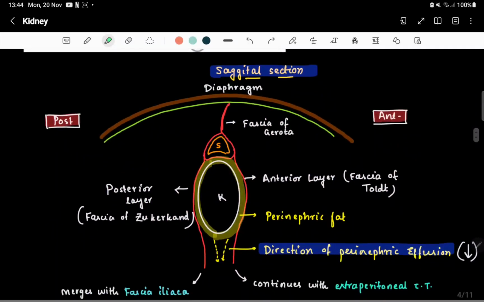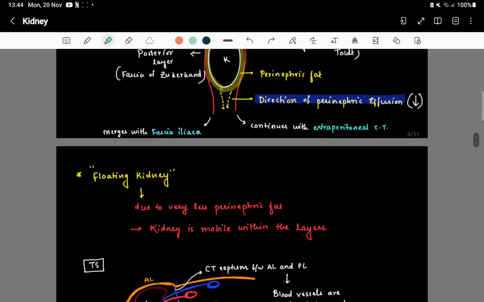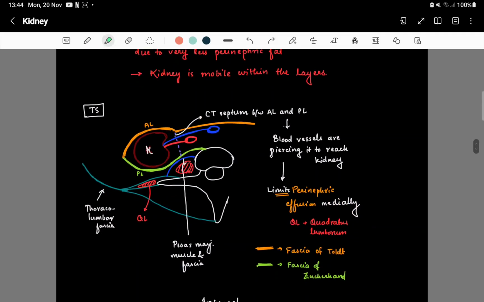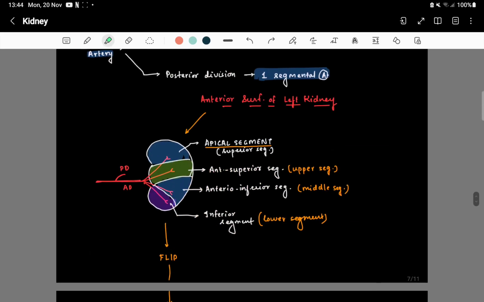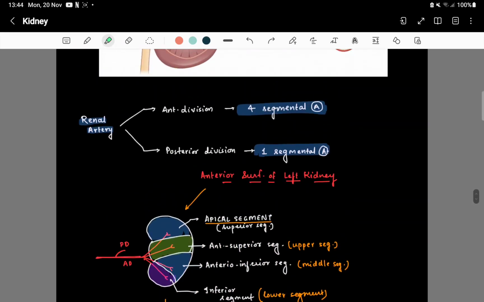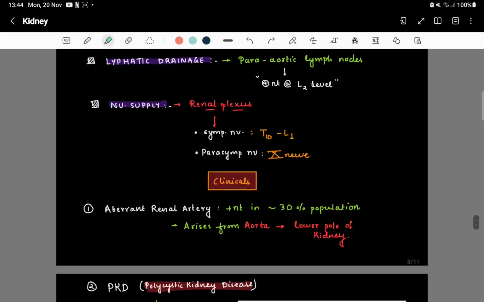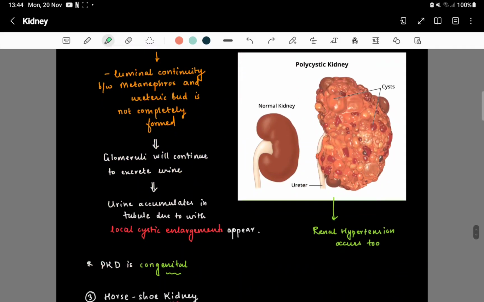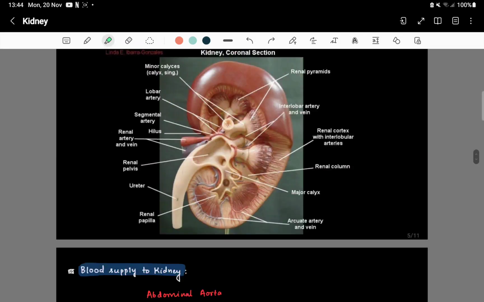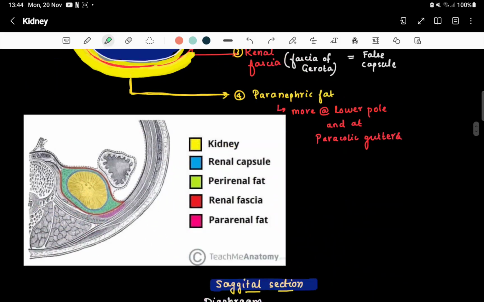Okay, let's talk about the sagittal section. The sagittal section of the kidney. Okay, sagittal section of the kidney, and we'll talk about the transverse section of the kidney too. Okay, so there are two other sections that we'll talk about, and then the blood supply of the kidney. Okay, and the anterior surface, we'll discuss the renal artery and Brodel's line, nerve supply, renal damage, then lymphatic drainage, and some clinicals.